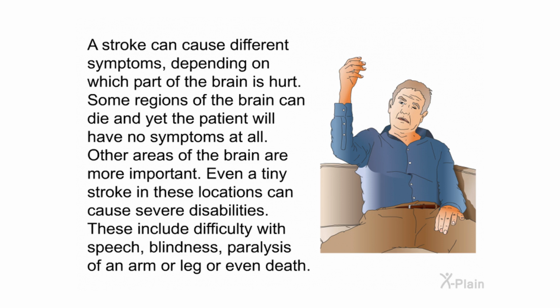A stroke can cause different symptoms depending on which part of the brain is hurt. Some regions of the brain can die, and yet the patient will have no symptoms at all. Other areas of the brain are more important. Even a tiny stroke in these locations can cause severe disabilities. These include difficulty with speech, blindness, paralysis of an arm or leg, or even death.